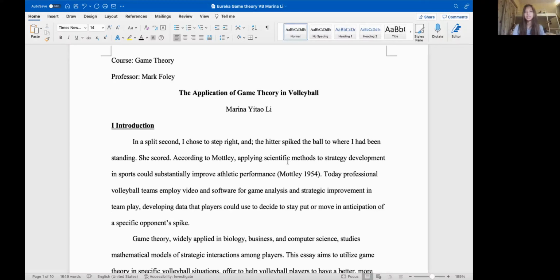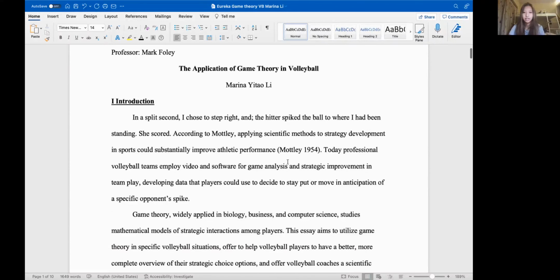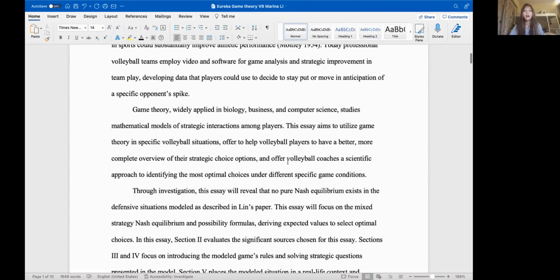So I have basically constructed this investigation. Game theory is widely applied in lots of fields including biology, business, computer science, and math. So it could also probably be applied in sports science fields and sports statistical analysis, because it will give coaches and players a better overview of the whole game situation in a scientific and less biased way.